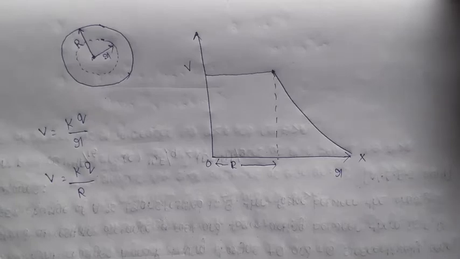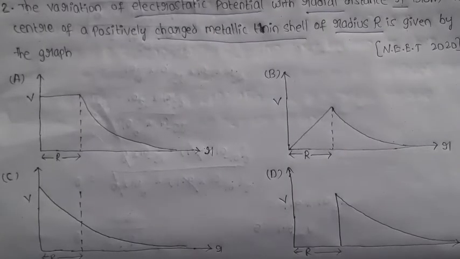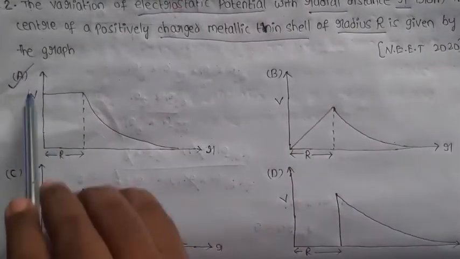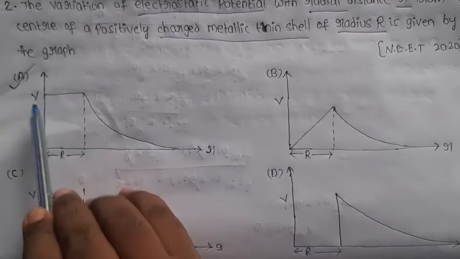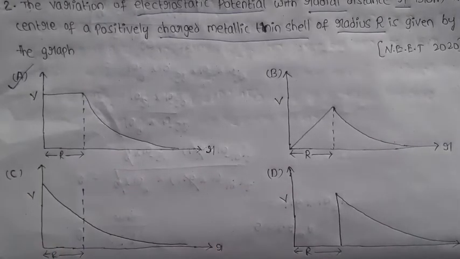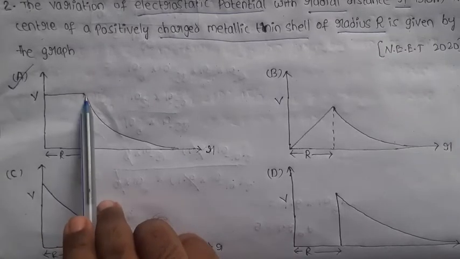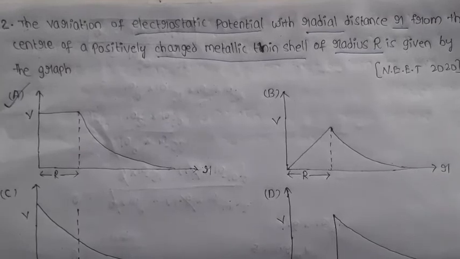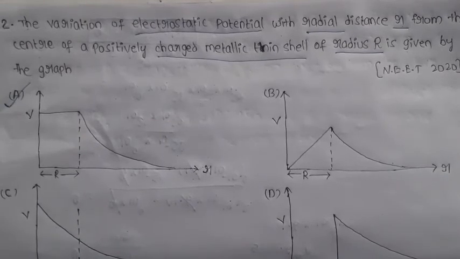Now see the options. Observe the four graphs. Option A is correct. Electrostatic potential versus distance: at the maximum point electrostatic potential is constant, after that it decreases. Next we will move to the next question.